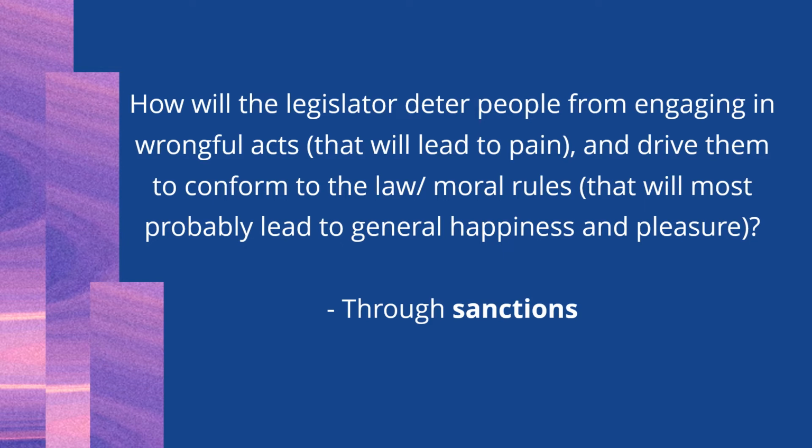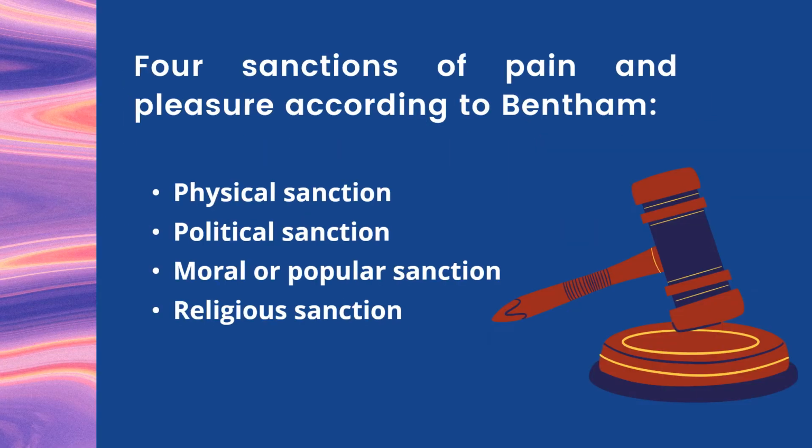But the question is, how will the legislator deter people from engaging in unjust conduct that will lead to pain and drive them to conform to the law or moral rules that will most probably lead to general happiness or pleasure? This can be done through sanctions or a sanctioning system. In this chapter, Bentham identified four distinguishable sources from which pleasure and pain are wont to flow. These are the physical, political, moral or popular, and religious sanctions.